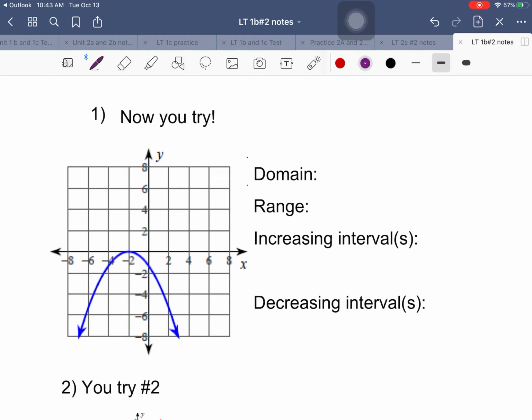All right. So now you unpause the video. You should have the problem done, and let's work through it. So domain: how far left to how far right will the graph go?